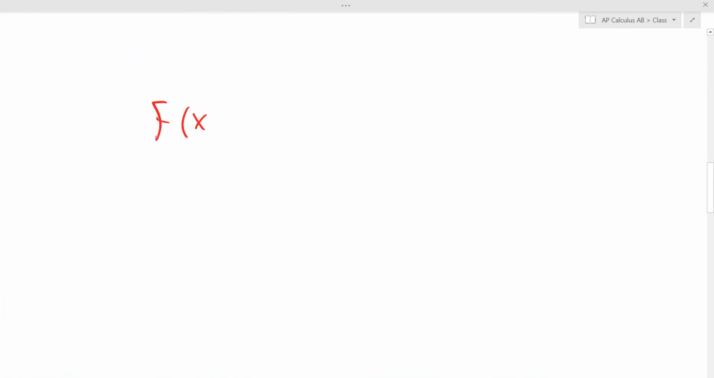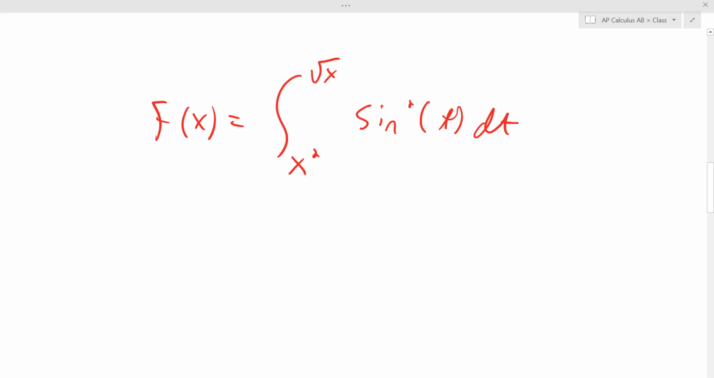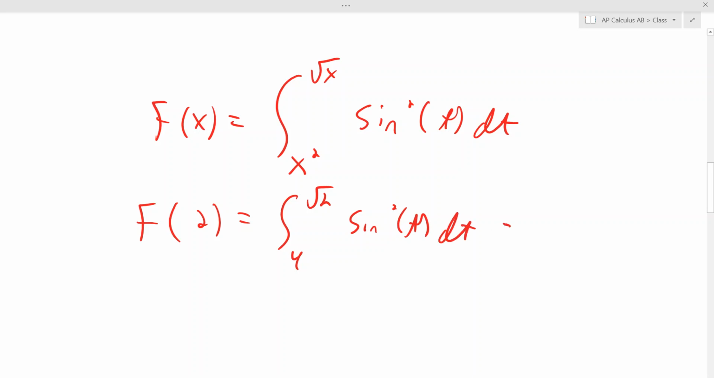So if f of x is, and let's just make this up, the integral from x squared to root x of some weird function in here, sine squared t dt, okay? First off, that means that f of 2 would be just the integral from 4 to root 2 of sine squared t dt, and that's just some number, right? Like we could drop that into a calculator. That's going to spit out a number. So that's why this is a function. I know it looks weird. It's got an integral in it, but it's just some function. You plug in an x value, you get out a y value.